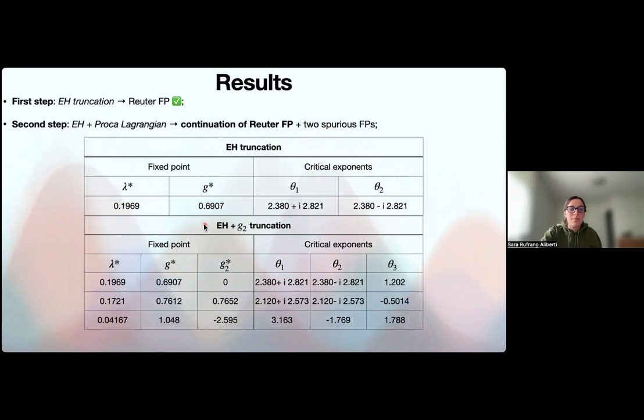Then for the second step, as you can see, taking into account only 4 significant digits, the fixed point coordinates for lambda star and G star are equivalent between these two steps, while for G2 star, the dimensionless coupling related to the mass of the vector field, is 0. And here, as you can see, also the critical exponents, 2 of them are equivalent to the ones obtained previously for the Reuter fixed point. Then we have also the other critical exponent here.